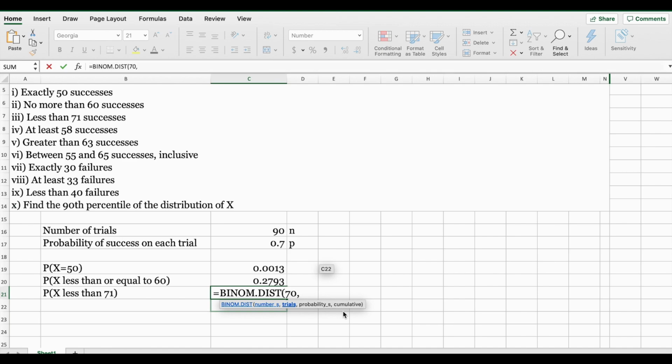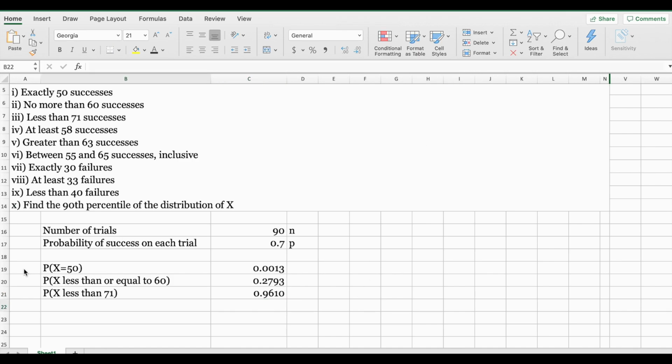Next thing is the number of trials, which is still 90. Probability of success is 0.7, and here again we are looking at cumulative probability distribution, so you're going to select the true statement. So the probability of x when it's less than 71 is 0.96.